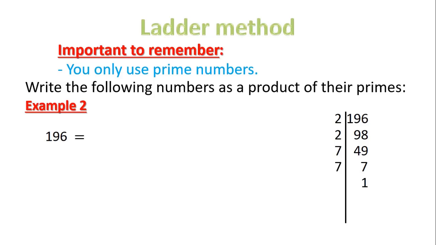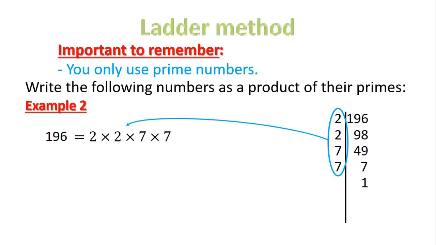196 equals, now we take all the things we were dividing by, the 2's and the 7's, and we again move them in front of our equal sign with multiply signs between them. And so 196 equals 2 times 2 times 7 times 7. If we now want to write that in exponential form, that gives us 2 to the power of 2 times 7 to the power of 2.